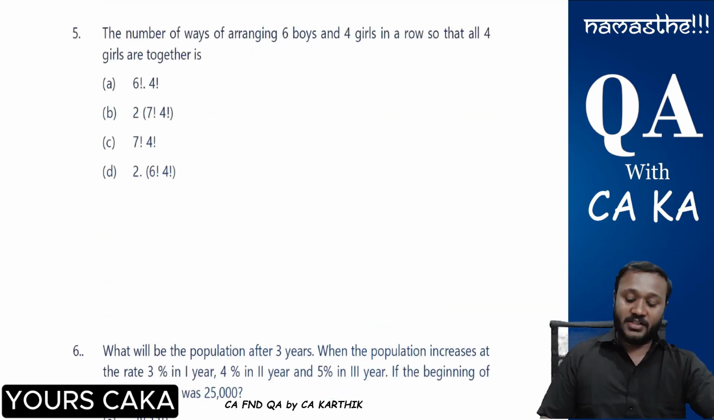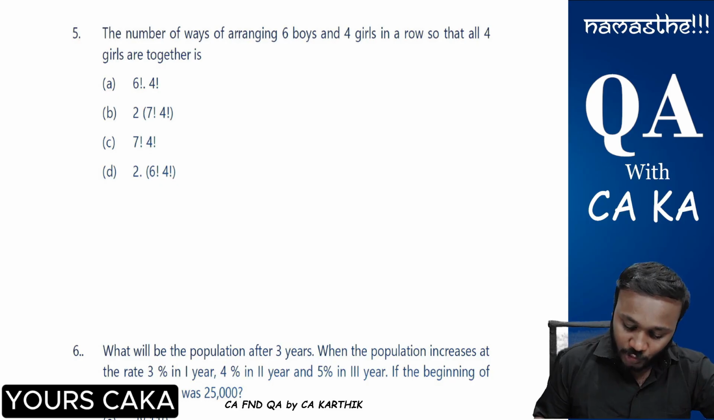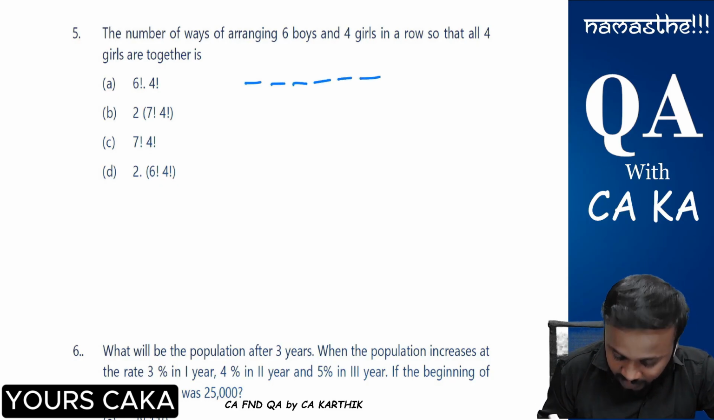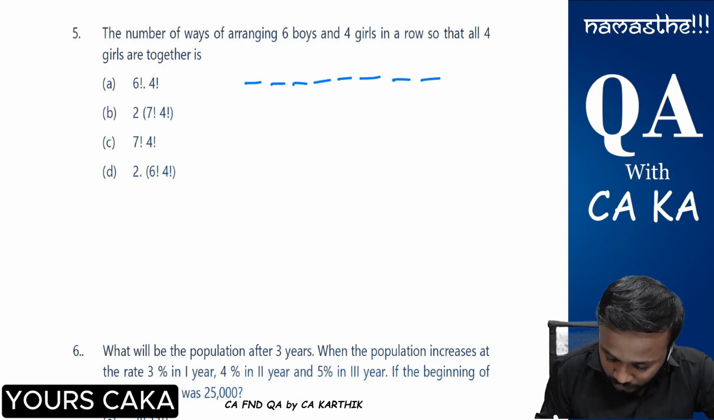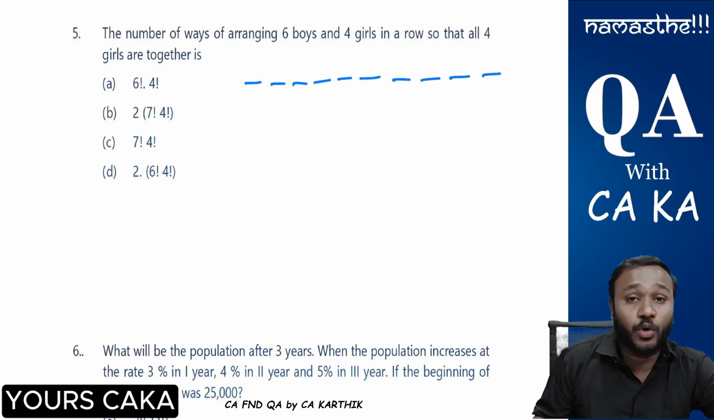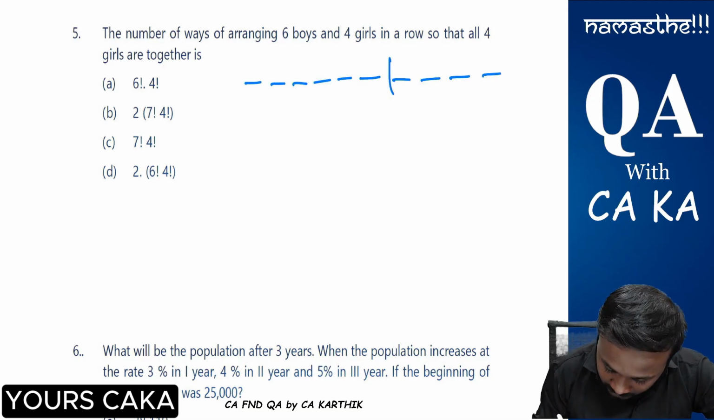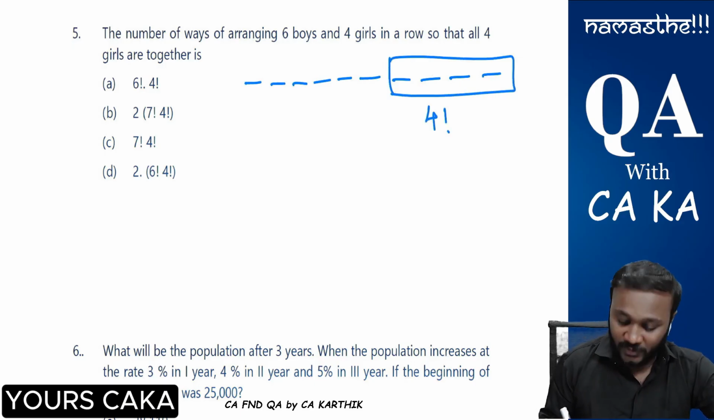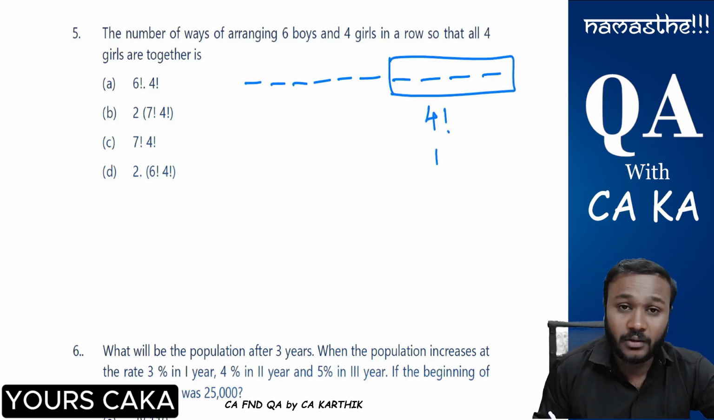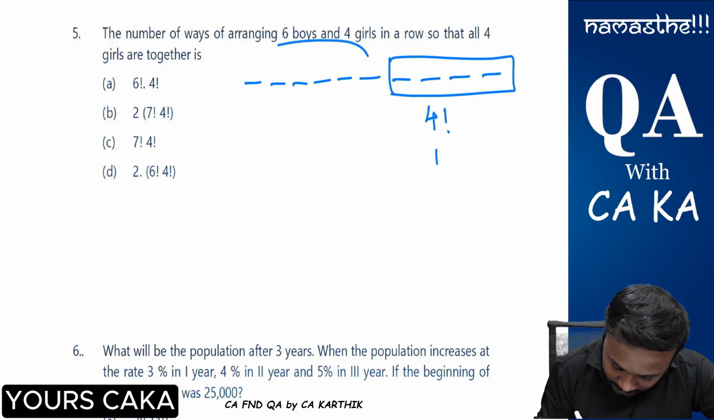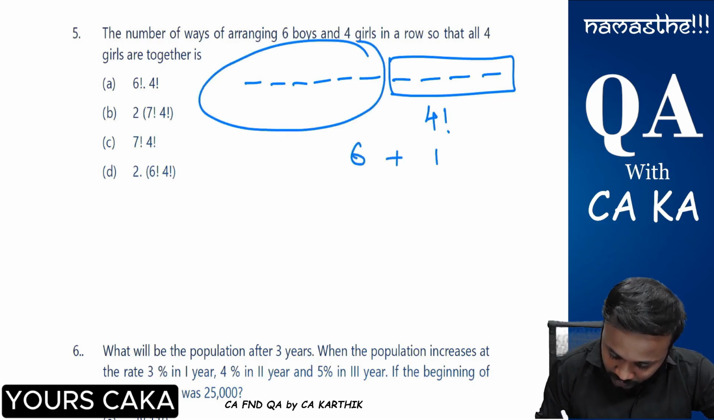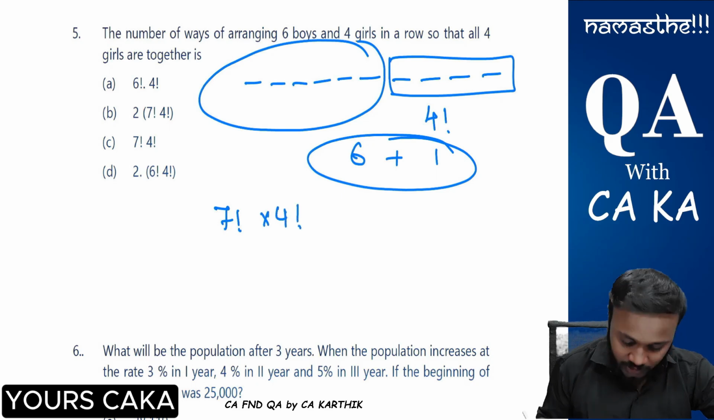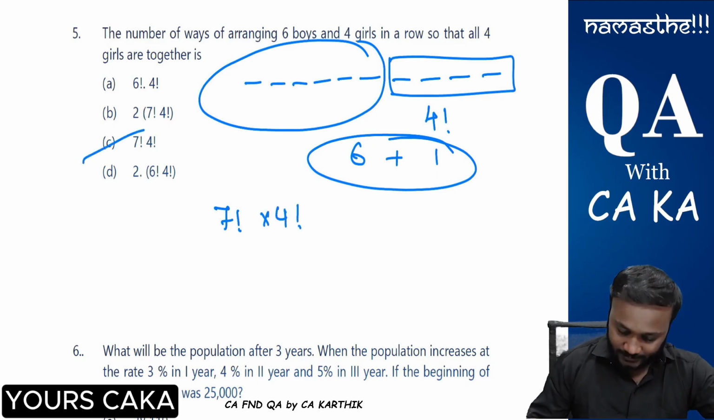Fifth question, the number of ways of arranging 6 boys and 4 girls in a row so that all the 4 girls sit together. 6 boys, 1, 2, 3, 4, 5, 6, and 4 girls, 1, 2, 3, 4, in a row so that all the 4 girls sit together. These 4 girls can sit together, so this is nothing but 4 factorial, and this whole unit is 1, and these 6. So 6 plus 1 factorial, which is 7 factorial into 4 factorial. Option C is your right answer.